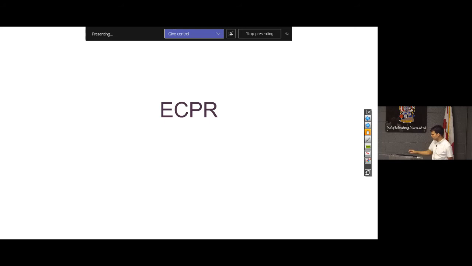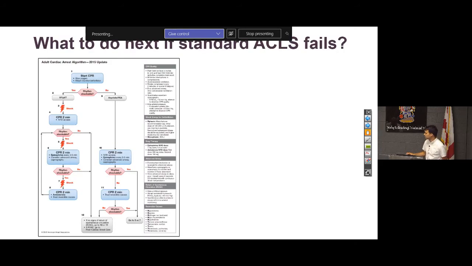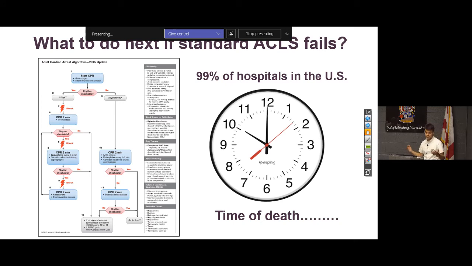So ECPR, what is ECPR? Let's take a step back. What happens when standard ACLS fails? So you go through your whole algorithm, you've gone through it 2 or 3 times, and the patient is still pulseless. What happens next? Well, a certain period of time passes where, unfortunately, this person is refractory to therapy and there's not a lot of options left. And so in most places in the country and in the world, that's unfortunately just time of death.